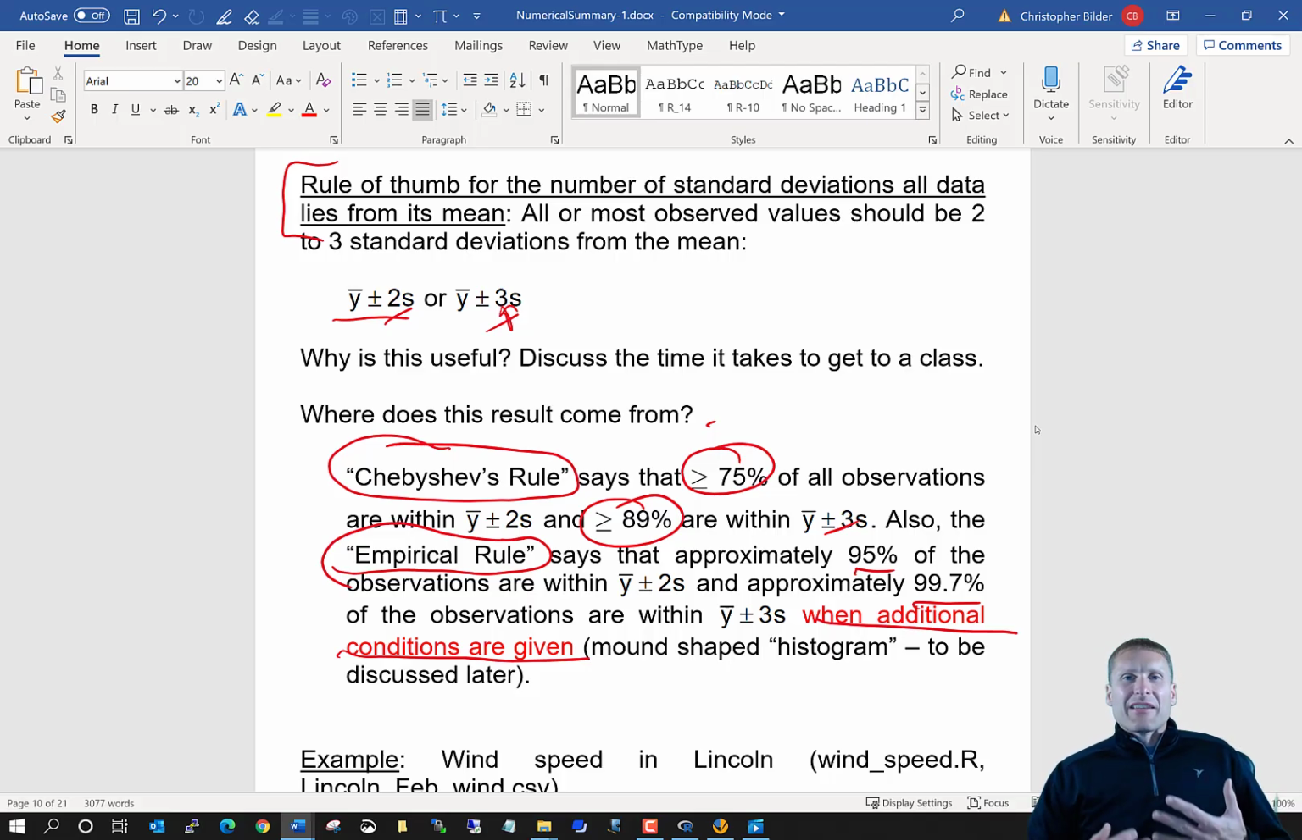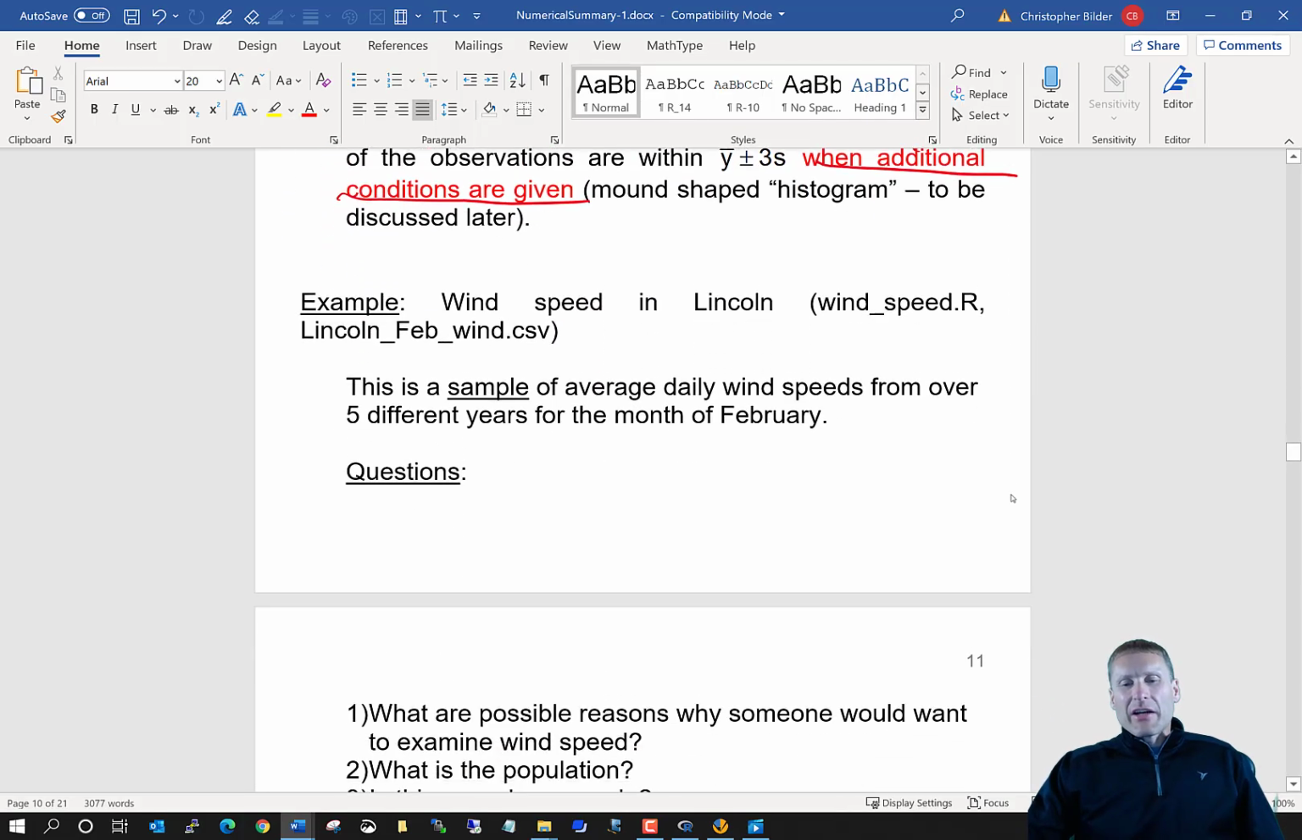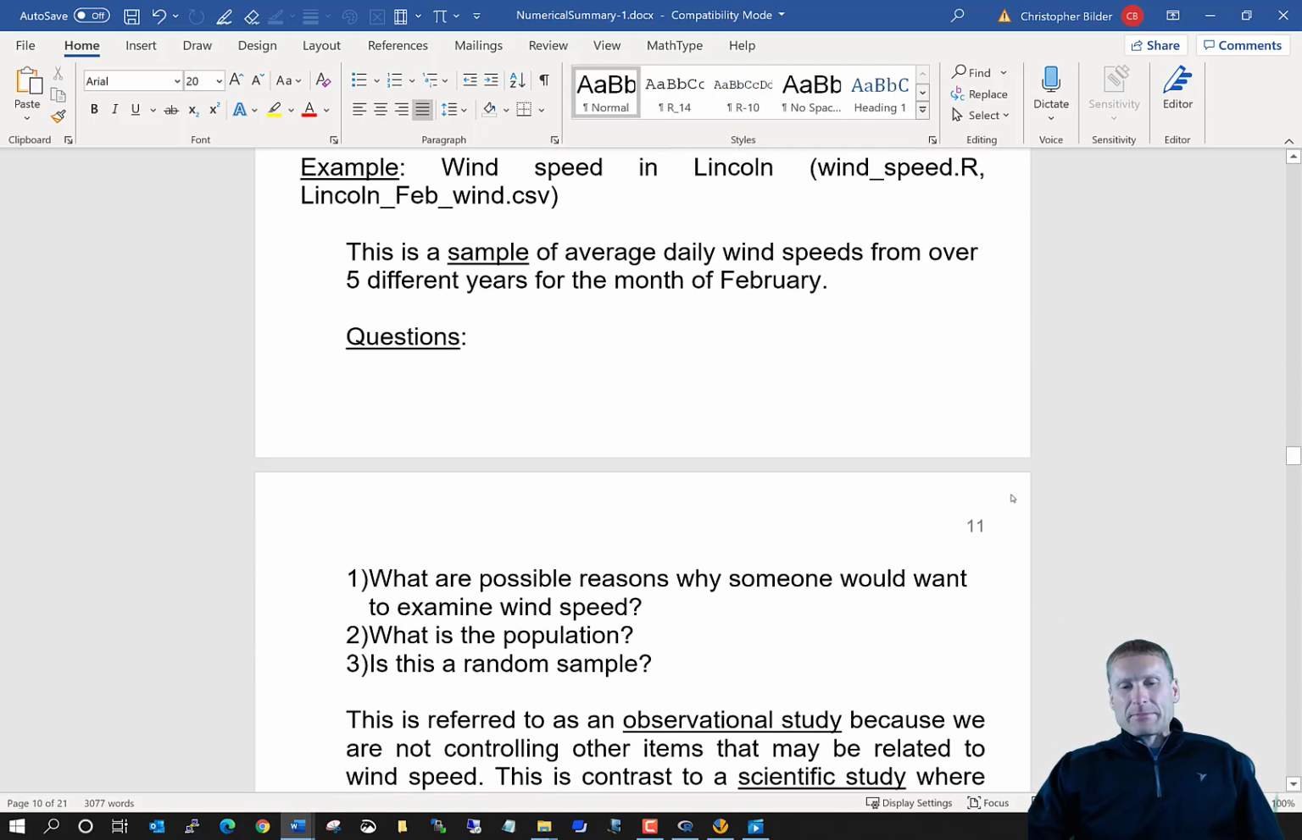But basically, the main thing right now to understand is that this is where this rule of thumb essentially comes from, kind of a combination of these two different rules. So let's take a look at an example in R. This involves wind speed in Lincoln, Nebraska.